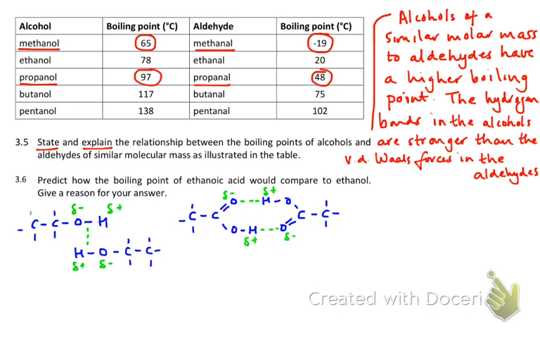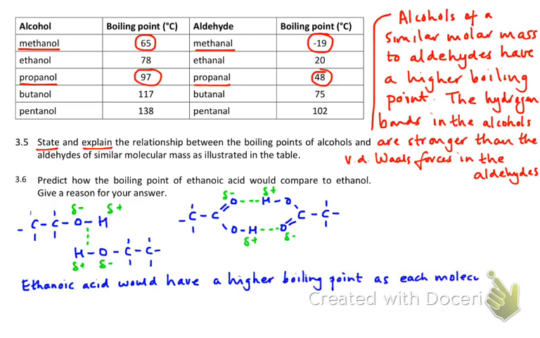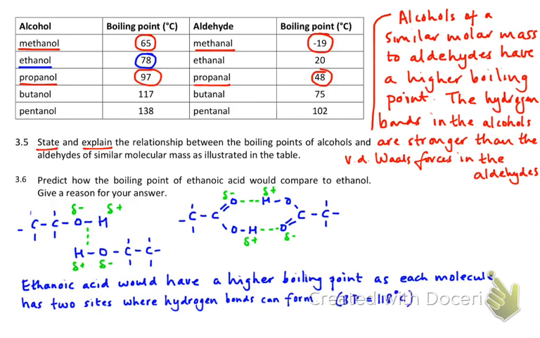And so the difference in boiling point relates to a greater number of hydrogen bonds in the carboxylic acid. And so our statement would be that ethanoic acid would have a higher boiling point, as each molecule has two sites where hydrogen bonds can form. And if you look at the table, you'll see that ethanol has a boiling point of 78 degrees, and if we look up ethanoic acid's boiling point, it turns out to be 118 degrees.